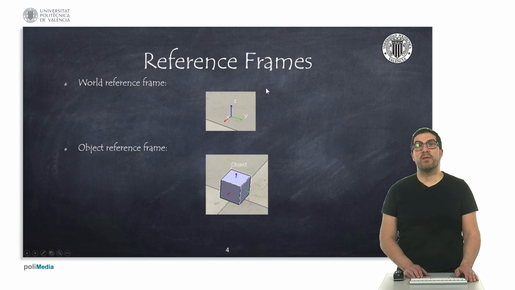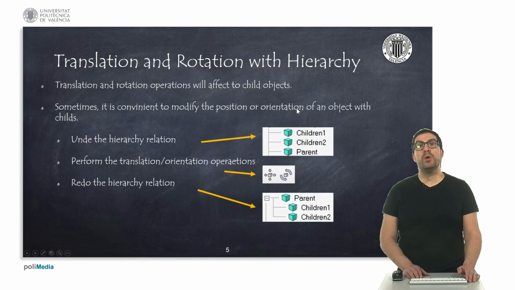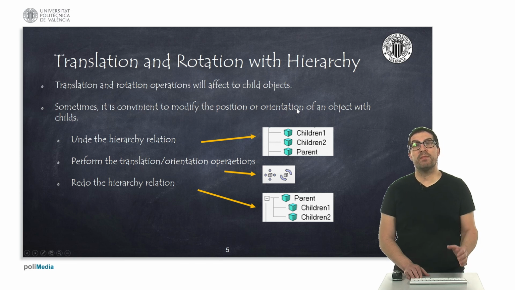The world reference frame can be found at the bottom right corner of the program, and it has the appearance shown here. On the other hand, the object has its own reference system and it will be displayed when we select it. The color code for the reference frames is red for the x-axis, green for the y-axis, and blue for the z-axis. When two objects have a hierarchy relationship, the operations we perform on the parent object will affect their children and all those objects that are hierarchically below it.